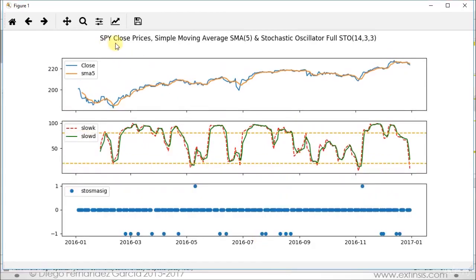So here we have our chart of SPY close prices, simple moving average SMA 5, and stochastic oscillator, full stochastic, 14 periods, 3 for the first and 3 for the second smoothing. Top chart, our close prices in blue, our simple moving average in orange. Then the middle chart is going to be our 2 oscillators, slow K, dotted red line, then slow D, the solid green line, and then as dotted orange lines, our corresponding thresholds. At the bottom, we have the strategy signals. 1 is buy, 0 do nothing, -1 sell. The 3 of these charts share the horizontal axis of dates from the beginning of 2016 to the beginning of 2017. So let's focus on some of the signals.